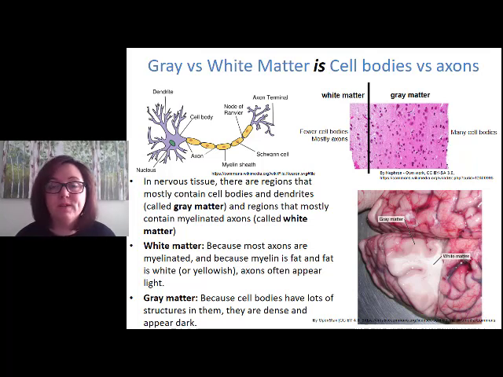Down at the bottom here, we can see a human brain, and a small section has been removed from the brain, very clearly showing the cerebral cortex, which is gray matter, and then the cerebral medulla, which is white matter.